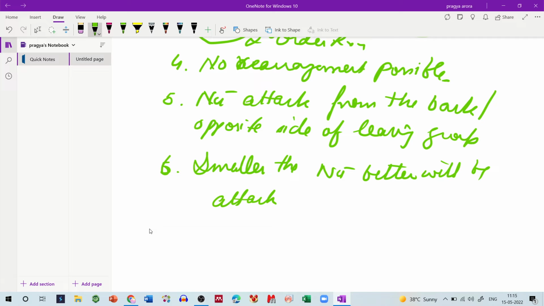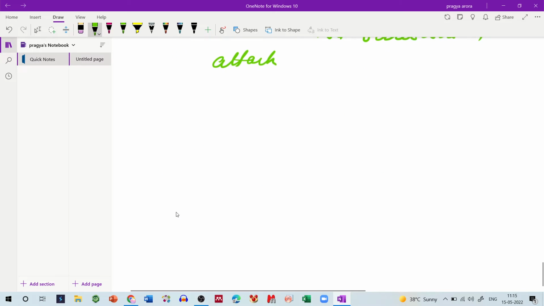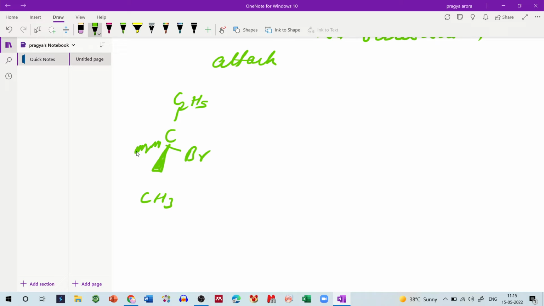So let's see the reaction. What happens? Let's say you have an alkyl halide, C2H5 C. You have this bromide over here. In the front, you have this CH3 methyl group, and in the back you have a hydrogen. So what happens as a nucleophile comes? Let's say OH minus is coming, it will attack from the back of the leaving group. This bromide is the leaving group.